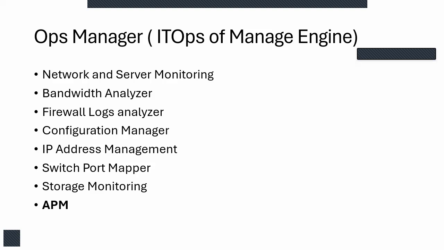And the last one is APM, which is application performance monitoring. I have highlighted it in bold because it does not come as a default, bundled plugin with the Ops Manager. We have to install it separately. Everything other than APM is part of the Ops Manager package, but APM we have to install as an add-on. As the name says, it monitors your application performance and everything related to the application: slowness, slow responses, or hanging at a particular transaction.